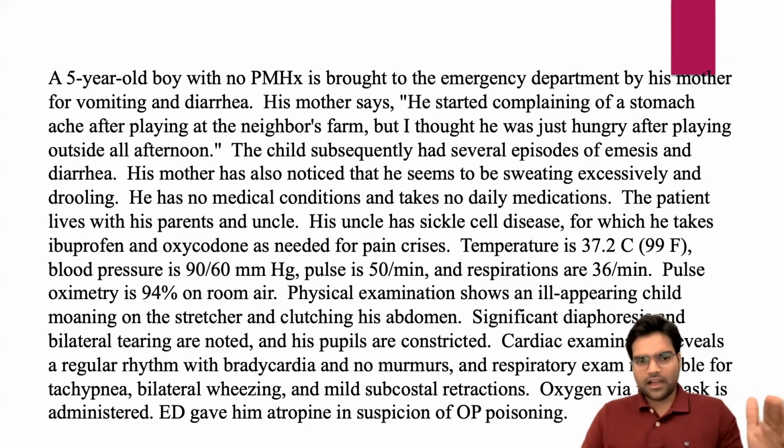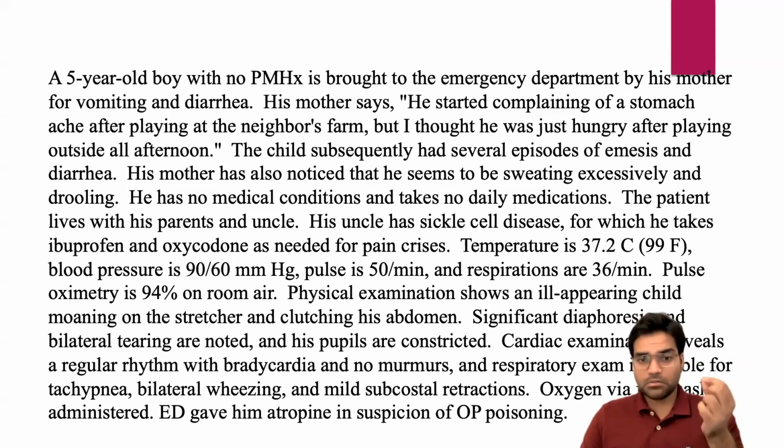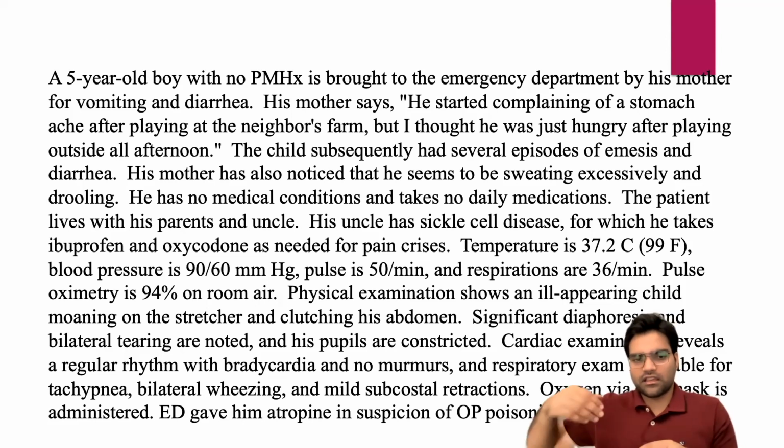So now you can address this presentation with an assessment, like in my opinion this is OP poisoning, because of the lacrimation, drooling, and all these symptoms, and the diaphoresis, constricted pupils, bilateral wheezing, subcostal retraction. So all these things point toward OP poisoning. So you can put that, and then the plan can be the atropine, and then PAM. All these things come later.